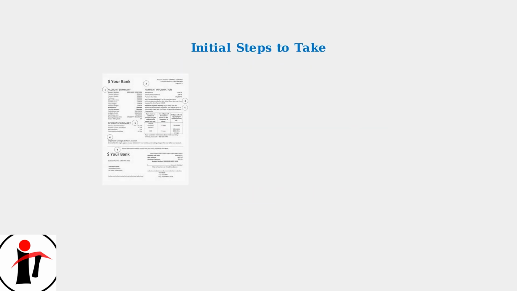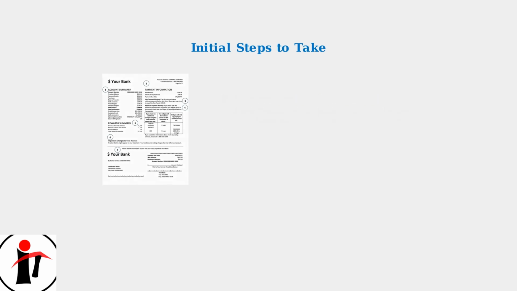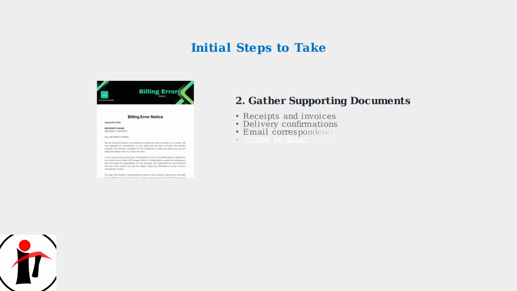Start by reviewing your transaction details carefully. Log into your Chase account online or use the mobile app to examine the disputed charge and gather all relevant information. Next, gather all supporting documentation. This includes receipts, delivery confirmations, email correspondence with the merchant, and any other relevant evidence that supports your dispute claim.